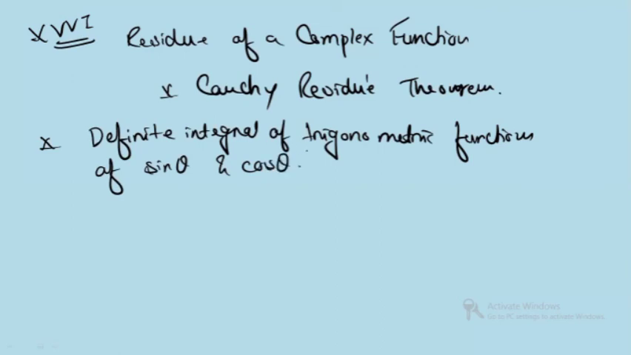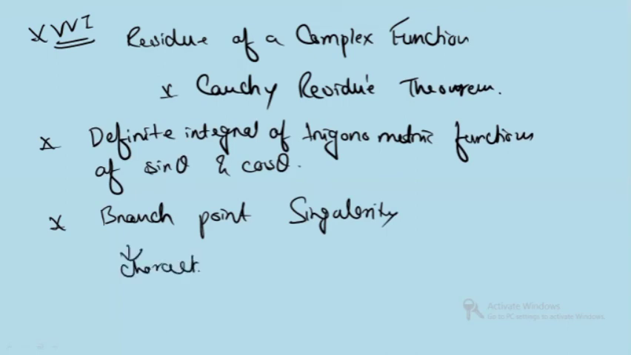Clear? We will see examples also related to this, and after completing this we will see some evaluation of the integrals between the limits minus infinity to plus infinity. We will see different conditions related to this also, and after that we will discuss branch point singularity. We will just have a small review and a look at the branch point singularity. All right. And lastly, we will see the characteristics of branch point.